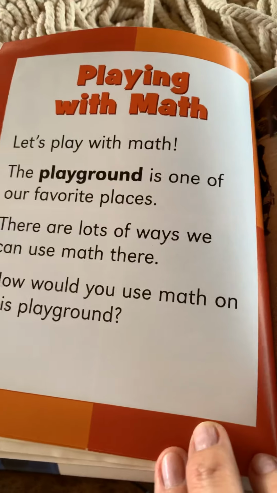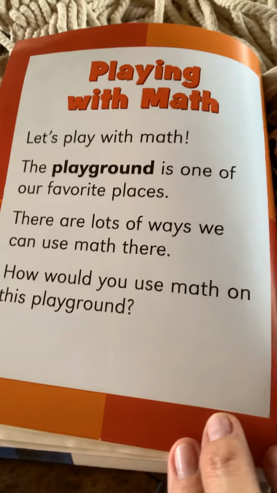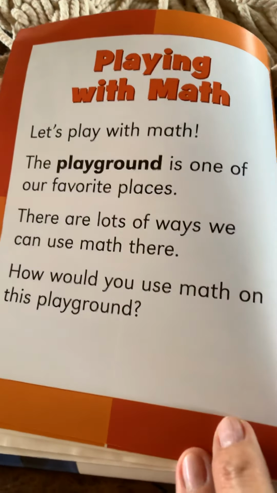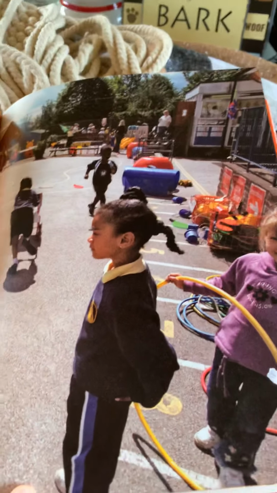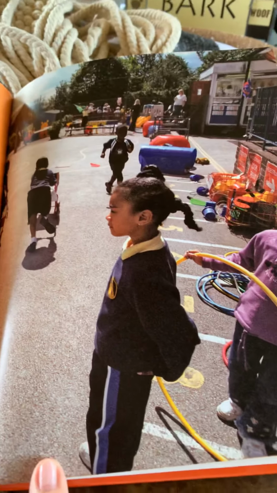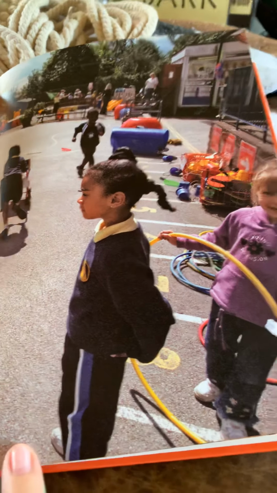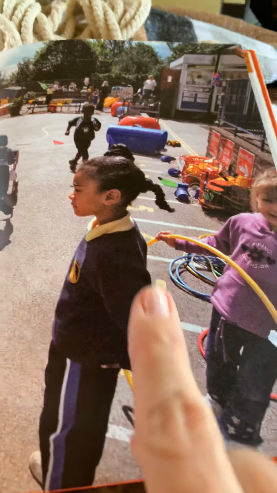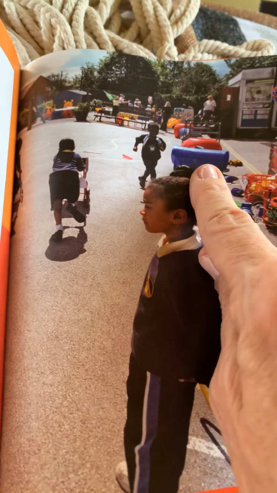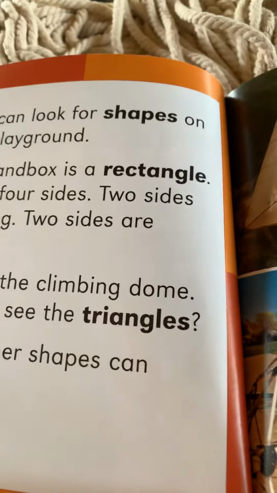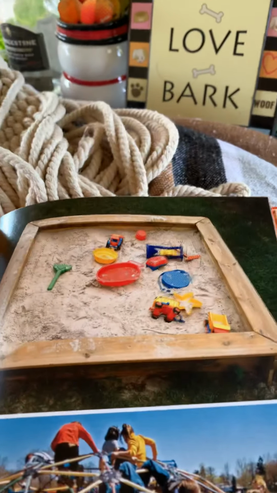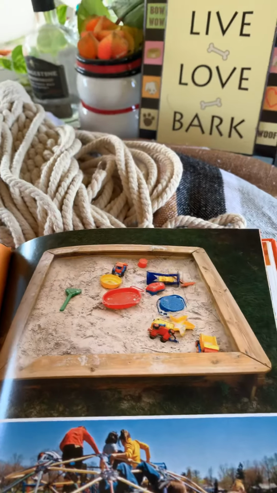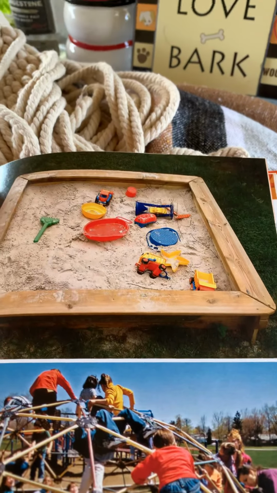Playing with math. Let's play with math. The playground is one of our favorite places. There are lots of ways we can use math there. How would you use math on this playground? Well, you could jump, you could hop and measure how far you hopped. There's the hula hoop. Ooh, I see a rectangle there. You can look for shapes on the playground. The sandbox is a rectangle. It has 4 sides. 2 sides are long and 2 sides are short.